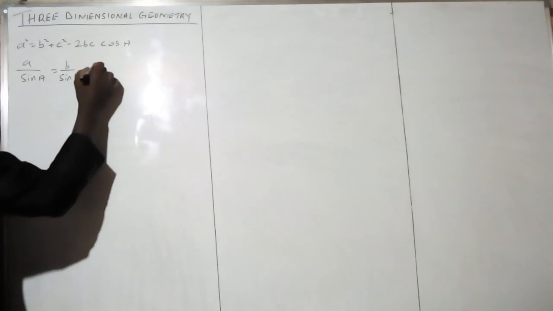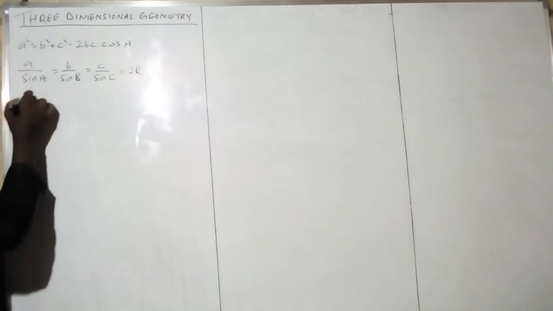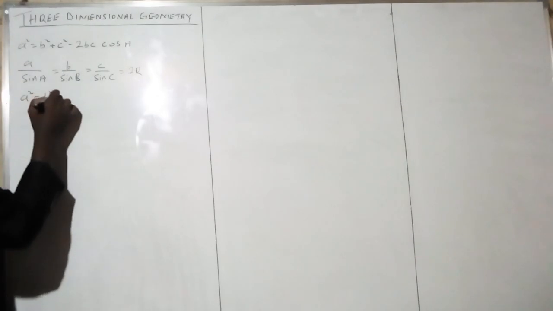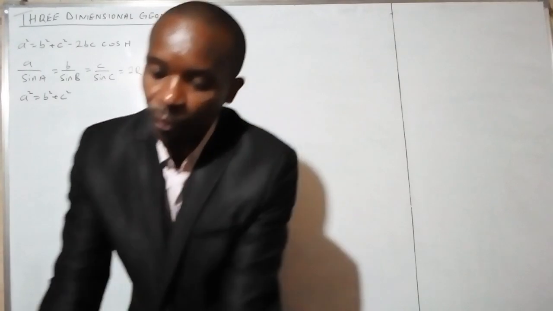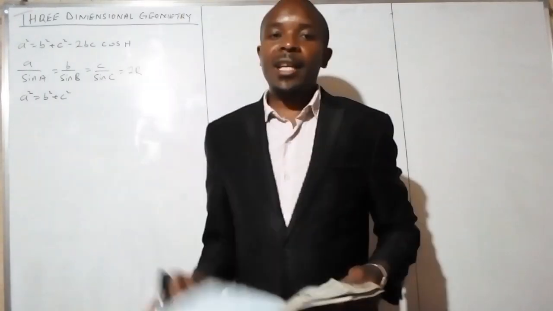The next we can use is the sine rule: a over sine A is equal to b over sine B, which is equal to c over sine C, which is equal to 2r, where r is the radius. The next one you can use is Pythagoras: a squared is equal to b squared plus c squared. So these are the formulas that we are going to use to solve questions under three-dimensional geometry.